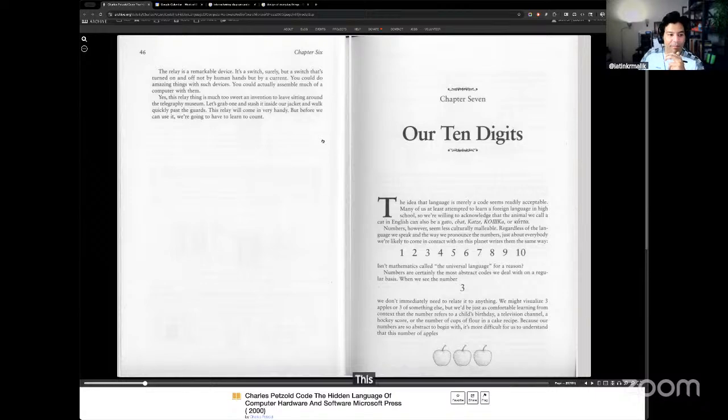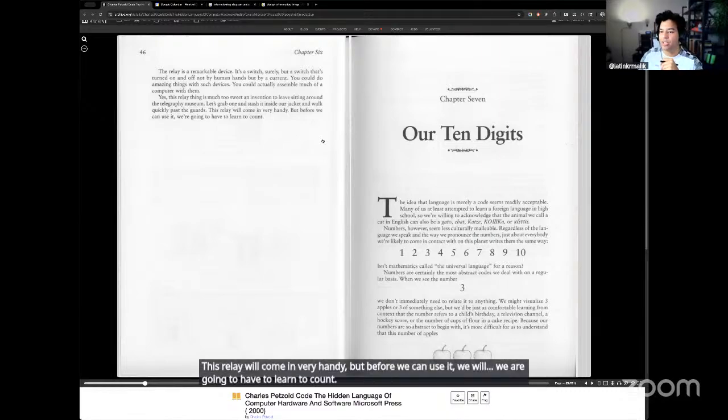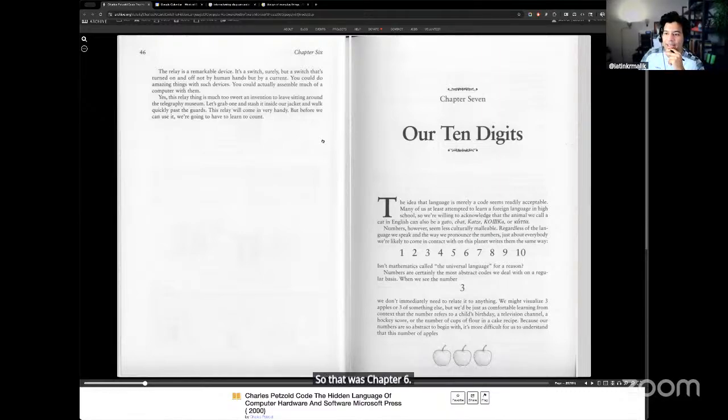This relay will come in very handy, but before we can use it, we are going to have to learn to count. So that was chapter 6. Any questions, comments?